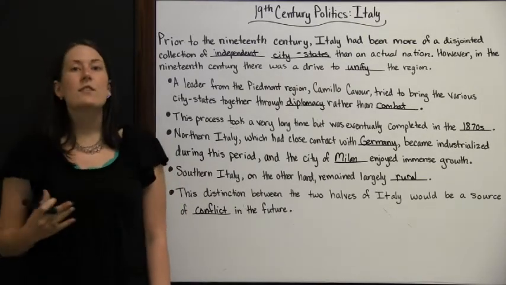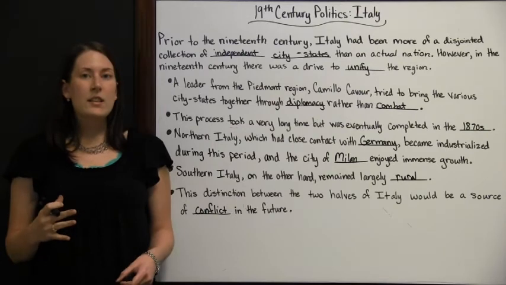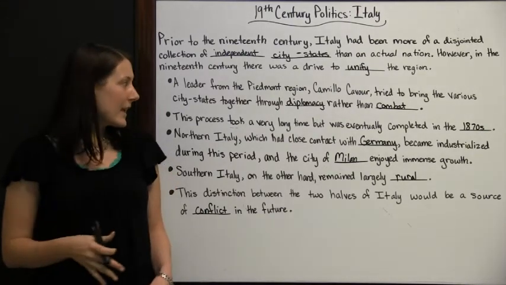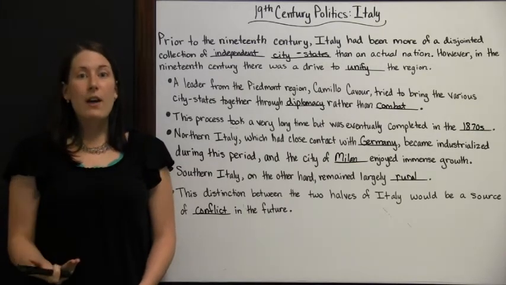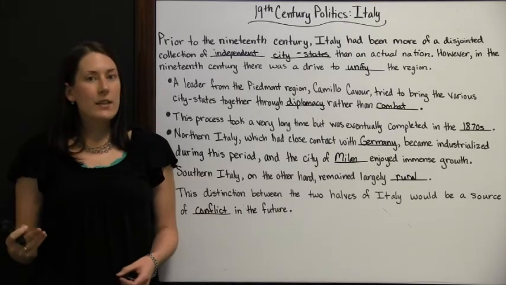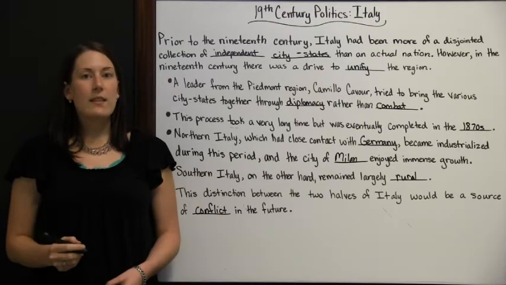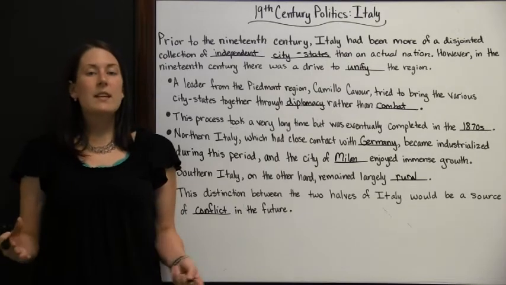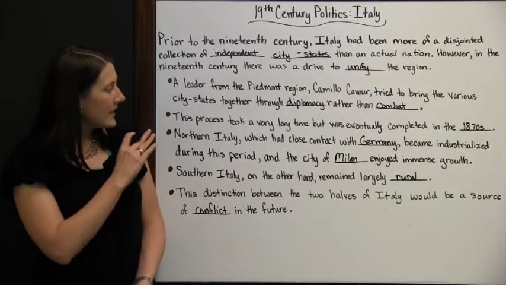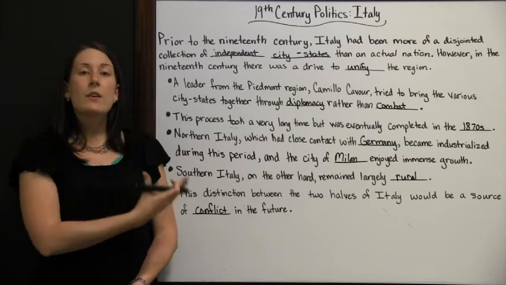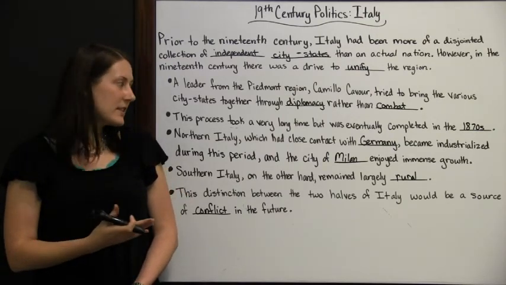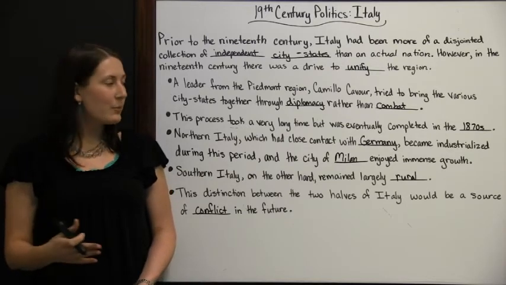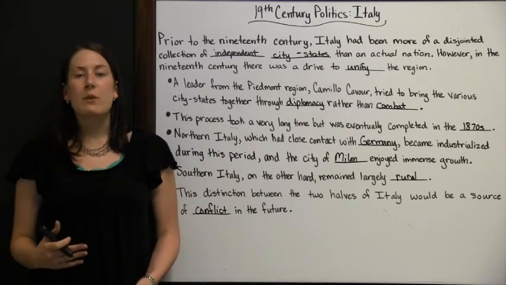But during the 19th century, Italy was united as one nation instead of maintaining their status as several independent city-states, and that was done through diplomacy rather than combat, which was a different way of doing things than most of the other nations in Europe did. So by working together and using diplomacy, Italy was united, and this was in the 1870s. Northern Italy quickly became industrialized while it was close to Germany and maintained close contact with Germany, while southern Italy remained mostly rural.